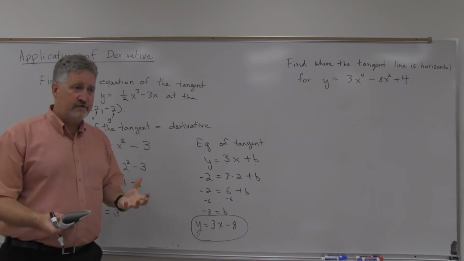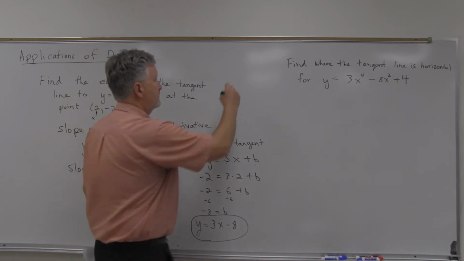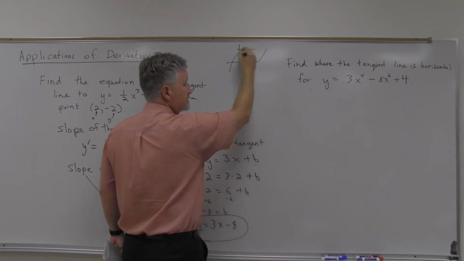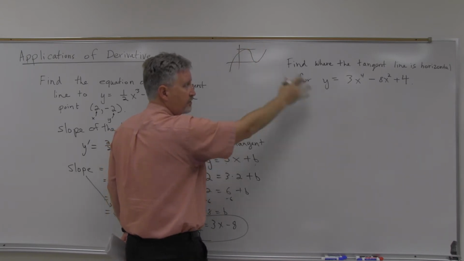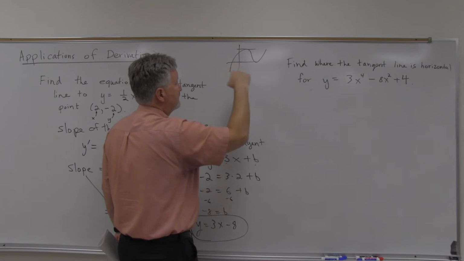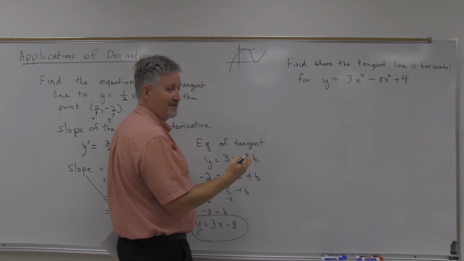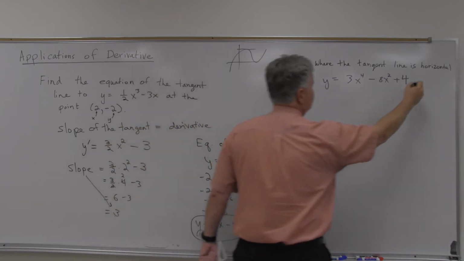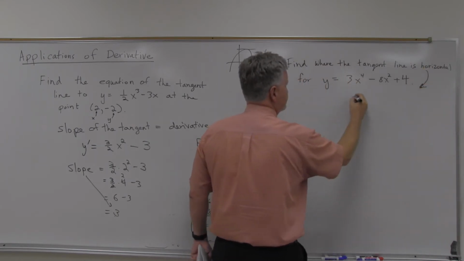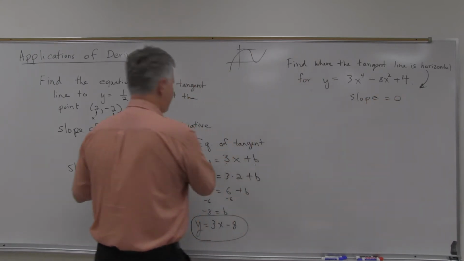Well, if the tangent line is horizontal, for example, if I've got a curve here and I've got a horizontal tangent, what I know is the slope there is 0, isn't it? The slope of a horizontal line is 0. So the tangent line is horizontal, so the slope is 0. Which also means, what else is 0? Well, we just talked about the slope is the derivative.